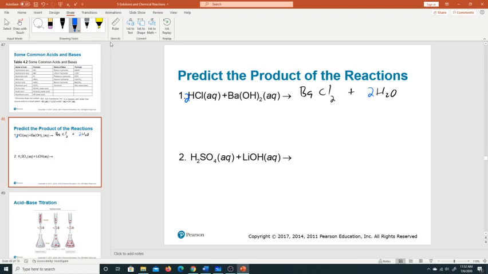Case of sulfuric acid with lithium hydroxide. We have Li combines with SO4. So LiSO4. Lithium is plus 1, sulfate's minus 2. So you need to know those charges. So we get Li2SO4 plus H2O. Balance the equation. 2 lithiums on the right means 2 lithiums on the left. 2 H's, 2 OH's, 2 waters. And that's how you balance those.